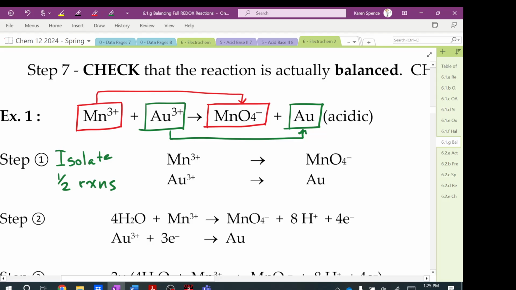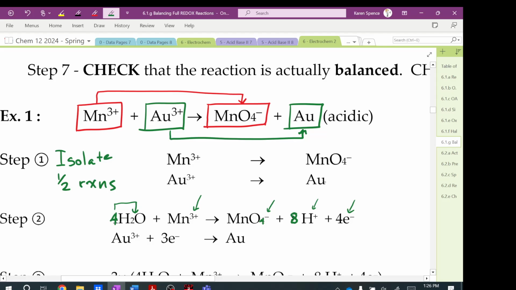Step 2, we balance them separately. Now, I've done it here for you. You would go through all the steps that we just did, yes? So you would say, okay, I need 4 waters because I have 4 oxygens. I have 8 hydrogens, so that means I need 8 hydrogens. This is actually one we balanced earlier, okay? And I have a 3+ over here. I have an 8 and a -1, so I need 4 negatives over here, and that gives me a balanced half reaction.